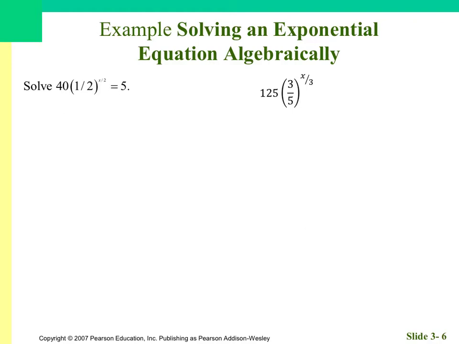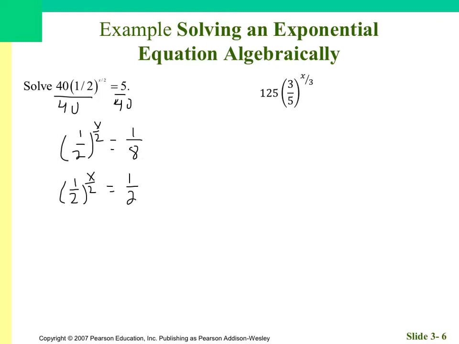Alright, so solve this. Okay, so first thing I would do, divide by the 40. So I get 1/2 to the x divided by 2 equals, that would be what, 1/8? So we have to somehow get that to match the 1/2, so watch. Well, isn't 8 2 cubed? So it would be 1/2 to the 3rd power, because that's 1/8. Now see how we have the bases matching? You can just say x divided by 2 equals 3, x equals 6.